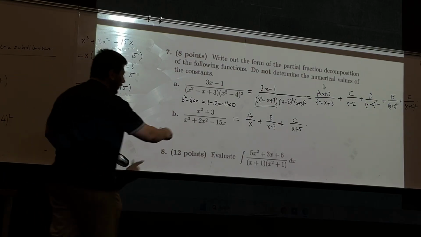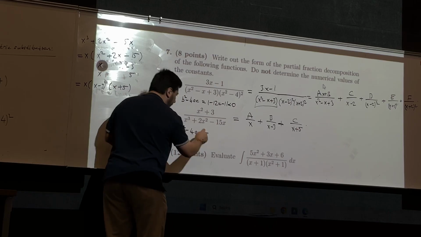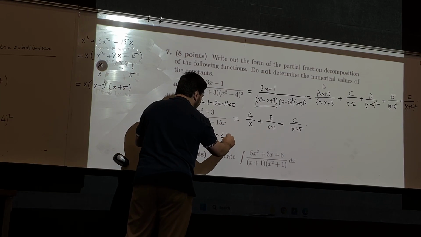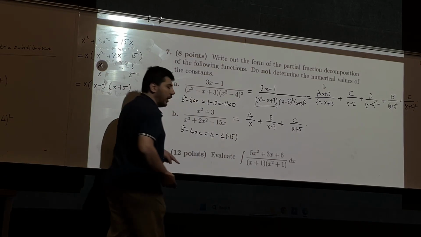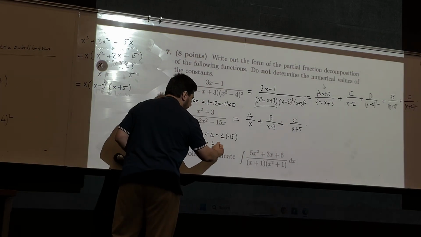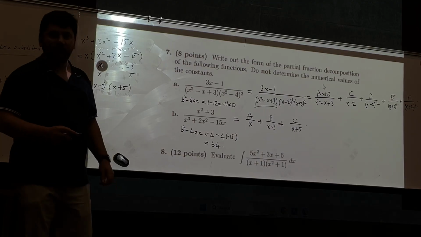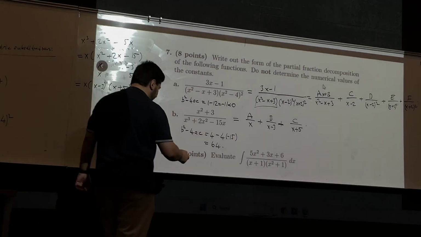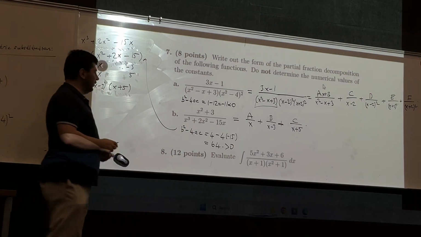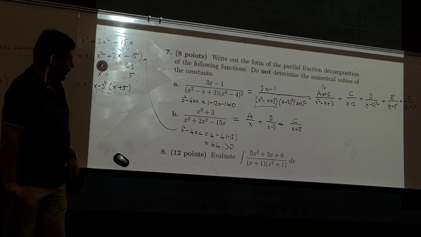In this one, what's b squared minus 4ac? b squared is 4, right? Minus 4 times minus 15. What's minus 4 times minus 15? It's plus 60, right? So if you add up, you get 64, which is greater than 0. Therefore, we can reduce it. Make sense? Yes. Okay, very good.